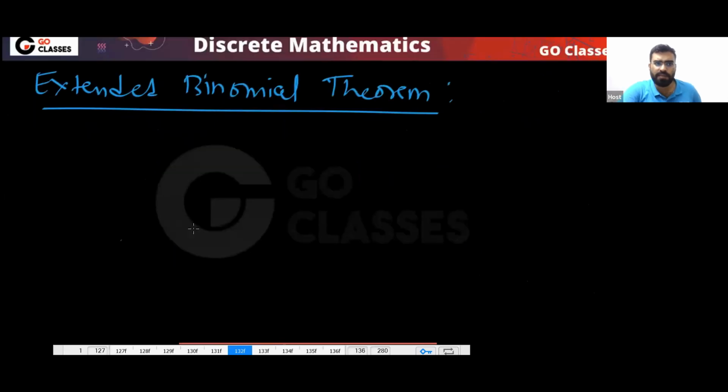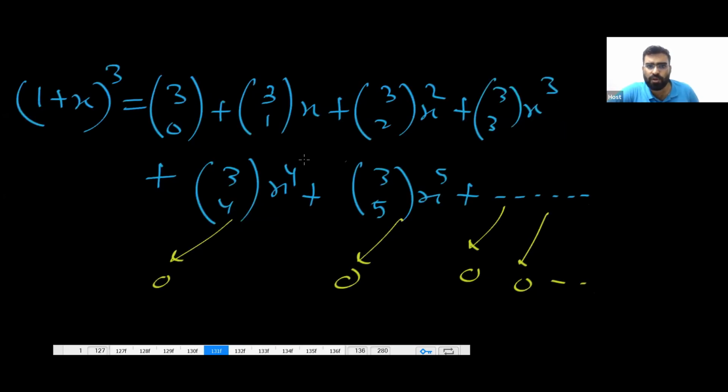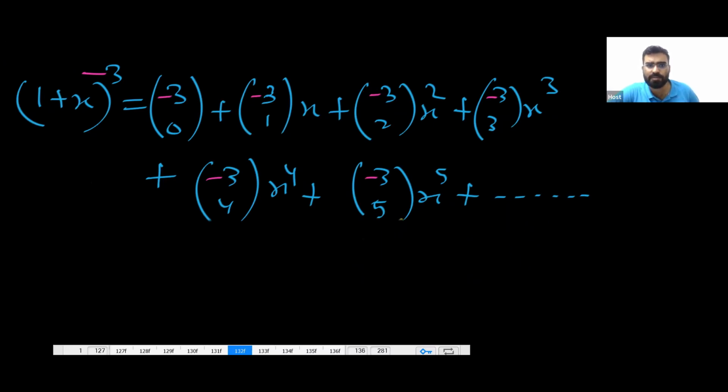But remember, if your n is a real number, then these things will not become 0. For example, if your n is minus 3, let me take n equal to minus 3. Now these terms will not become 0. So the idea is the same, but these remaining terms are not equal to 0.